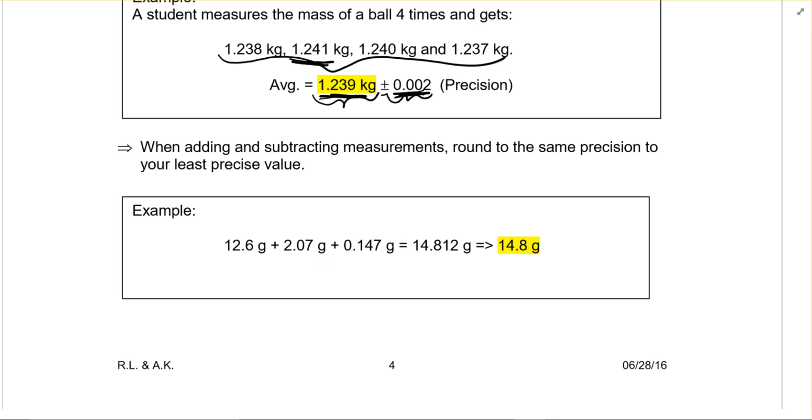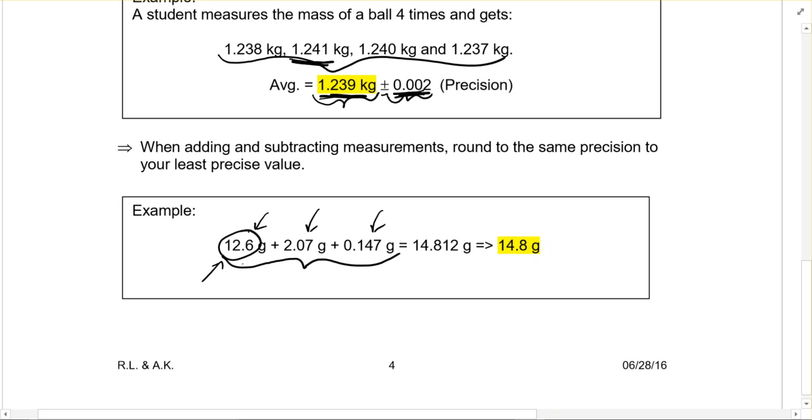So when adding and subtracting measurements, round to the same precision or to your least precise value. So all that really means is if you look at your decimals, so if I added up these three numbers, then you can see that 12.6 is my least precise, right? Whatever scale I was using, this scale was less precise than this one, and less precise even than this one. My answer can only be as precise as my worst value or my least precise value.